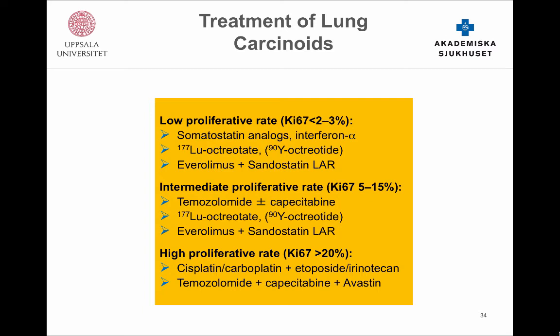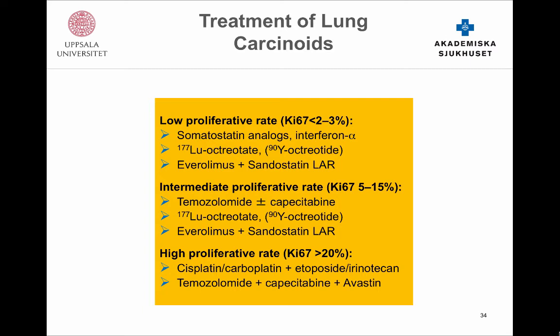Lutetium is another option in patients that are starting to progress on first-line treatment. And everolimus is now also included in the standard treatment protocol, alone or in combination with somatostatin analog. Then we have the intermediate group, Ki-67 5 to 15% about. And there we have temozolomide, as I pointed out, alone or in combination with capecitabine. Lutetium PRRT is still an option. And again, everolimus plus or minus somatostatin analog is also possible.